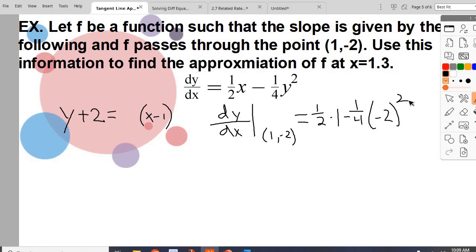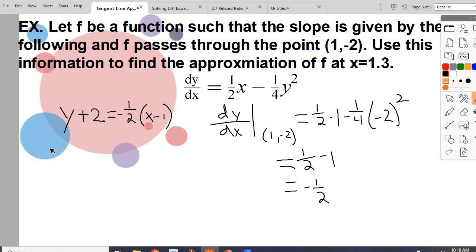Yes? So what do we get? I have 1/2 times 1 gives us 1/2. Negative 2 squared is 4 times a 1/4, so minus 1. So we get negative 1/2. So now that's going to act as our slope. We're okay with that.